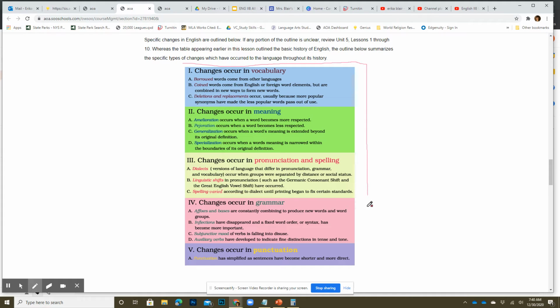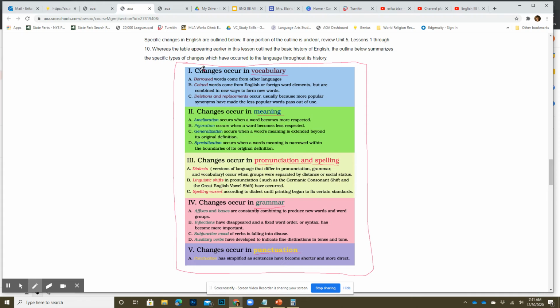These are some of the specific changes that have occurred and continue to occur within English. This you will see in a future quiz or test, but this is what it's looking for. So the general changes are changes in vocabulary, changes in meaning, changes in pronunciation and spelling, changes in grammar, and changes in punctuation.